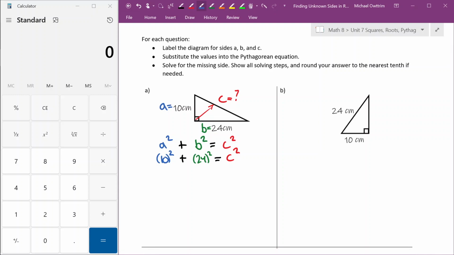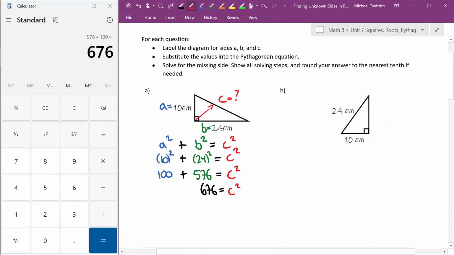Now on my left side, I have some calculations I can complete. So 10 squared is 10 times 10, which is 100, plus my 24 squared would be 24 times 24. You can either use the squared button on your calculator to find out that that is 576, or of course you know that squared means 24 times 24, and you can just multiply those out to get that 576. On the right side, I still have my c squared. I'm going to further simplify the left side by adding, so my 576 plus 100, of course, gives me 676 as the value equal to c squared.